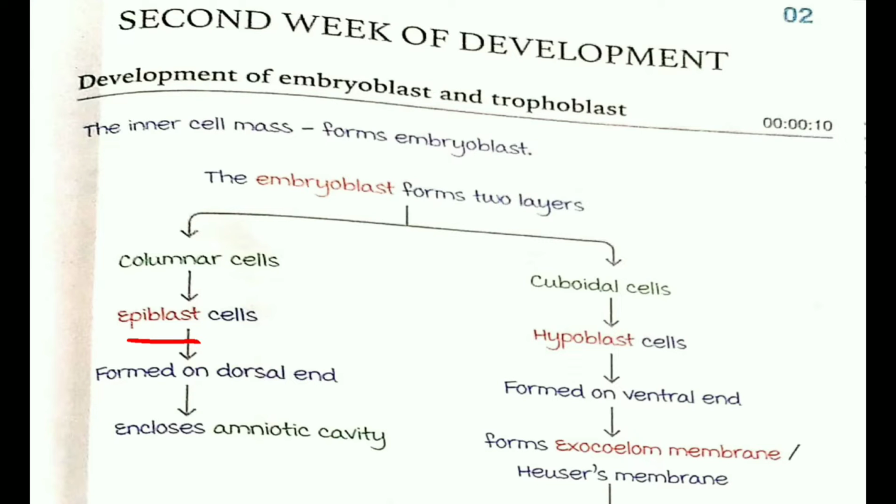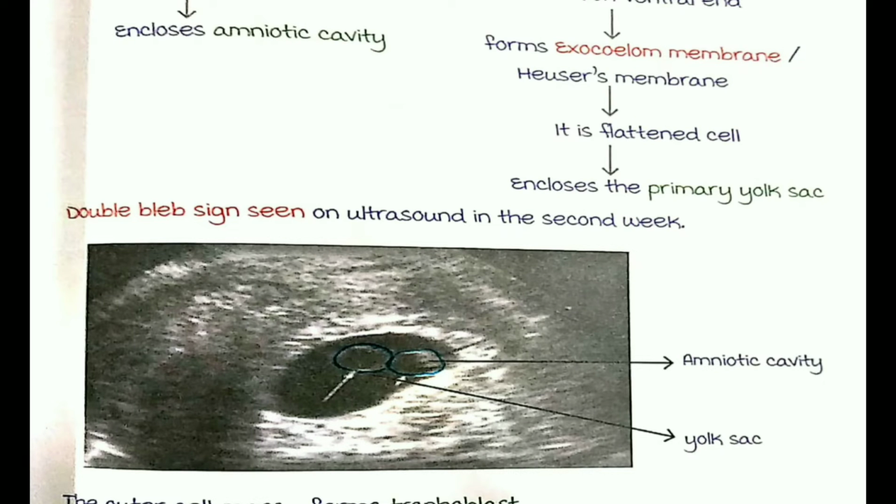The hypoblast cells, which are cuboidal cells on the ventral end, will form a membrane which is called Heuser's membrane or the exocoelomic membrane. So the hypoblast cells will form the exocoelomic membrane. It is also called Heuser's membrane. This membrane is made up of flattened cells, and thus the hypoblast will enclose the primary yolk sac. So the amniotic cavity will be enclosed by the epiblast, and the primary yolk sac will be enclosed by the hypoblast.